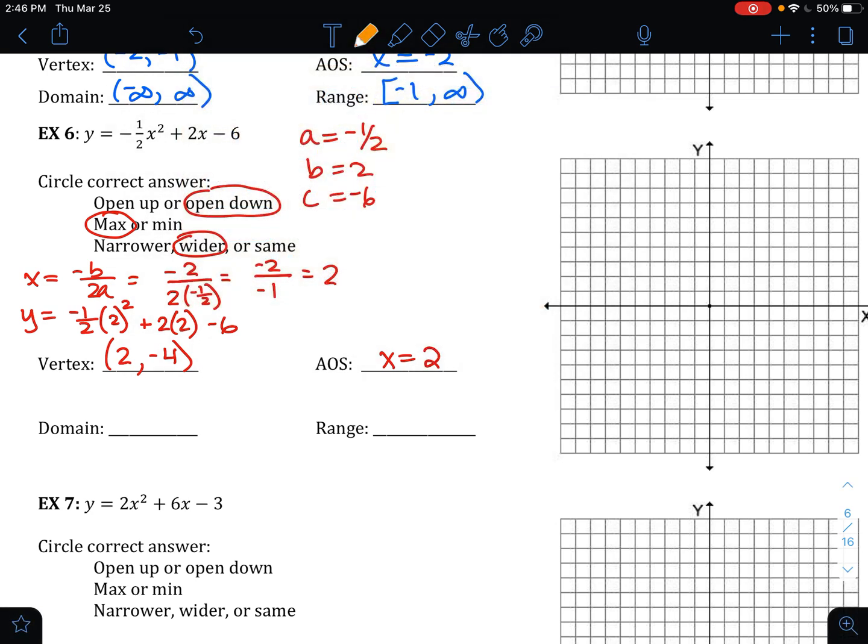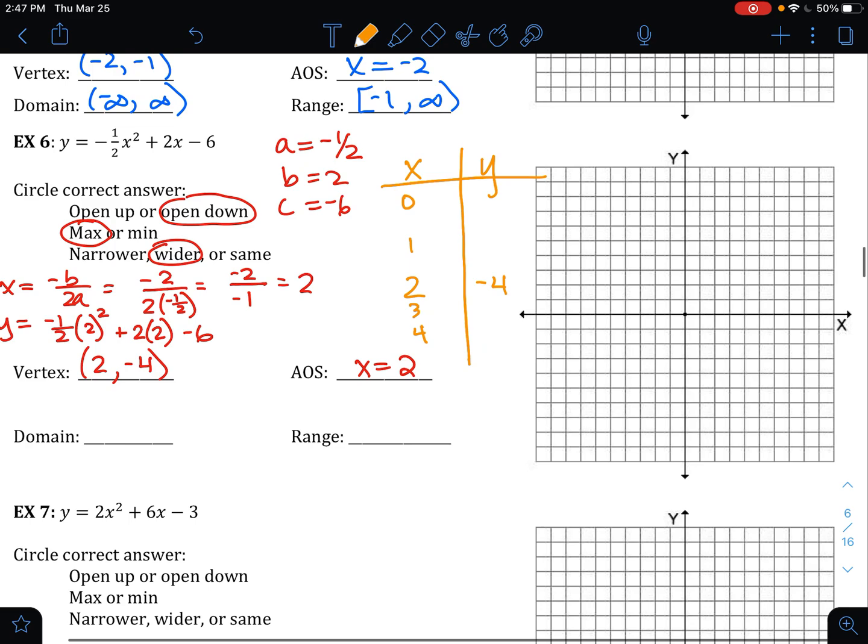Okay, let's make our t-chart. x, y. Let's stick the vertex in the middle. And so go down by 1. So -1, let's see, that would be 2. Actually, take that back. It's going to be 2, 1, 0, and then 2, 3, 4. Okay, now I'm going to plug it in one by one.